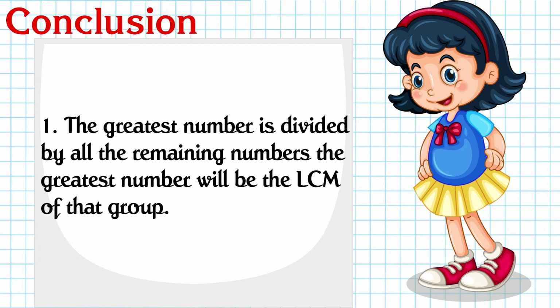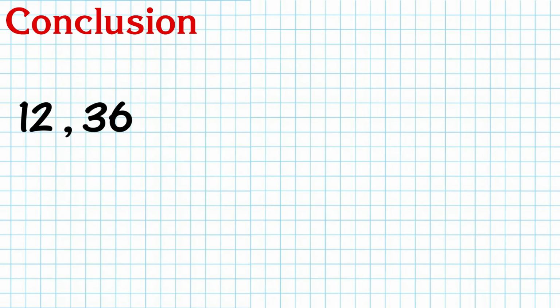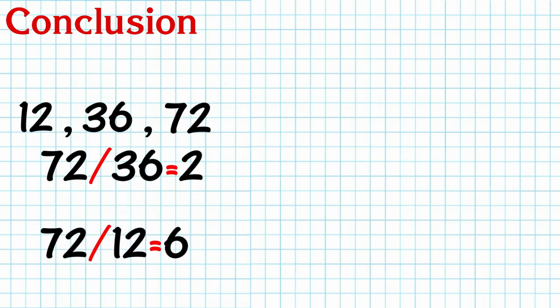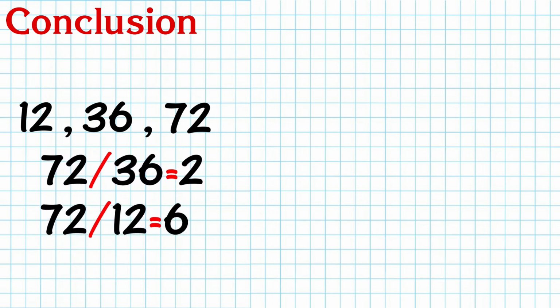For example, 12, 36 and 72. Here, 72 is the greatest number. It can be divided by both 36 and 12. So, 72 will be the LCM. Let me show you by solving it.